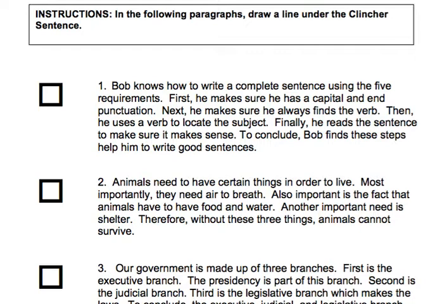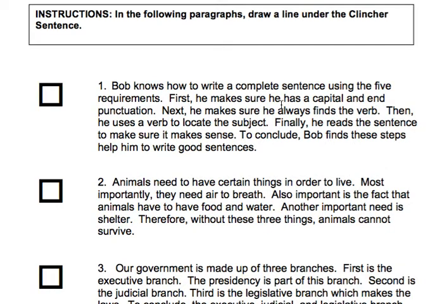So here, they want us to read the paragraph and underline the clincher sentence. Bob knows how to write a complete sentence using the 5 requirements. First, he makes sure he has a capital and end punctuation. Next, he makes sure he always finds the verb. Then, he uses a verb to locate the subject. Finally, he reads the sentence to make sure it makes sense. To conclude, Bob finds these steps help him to write good sentences.